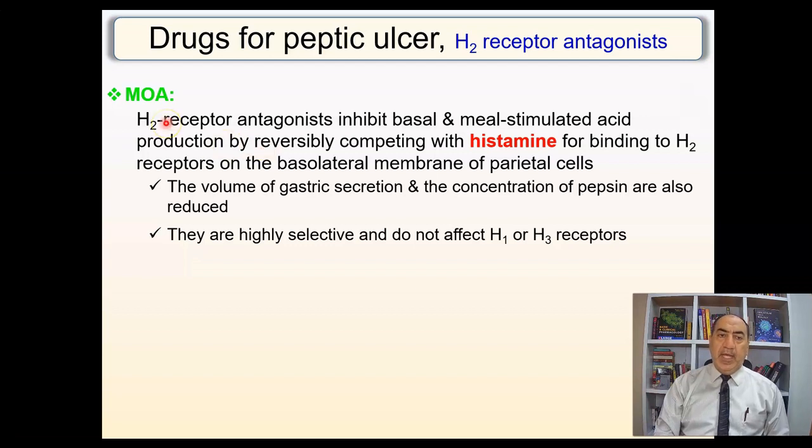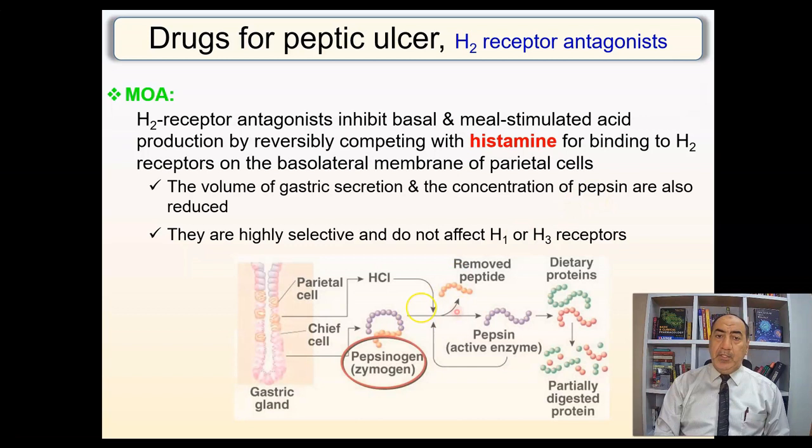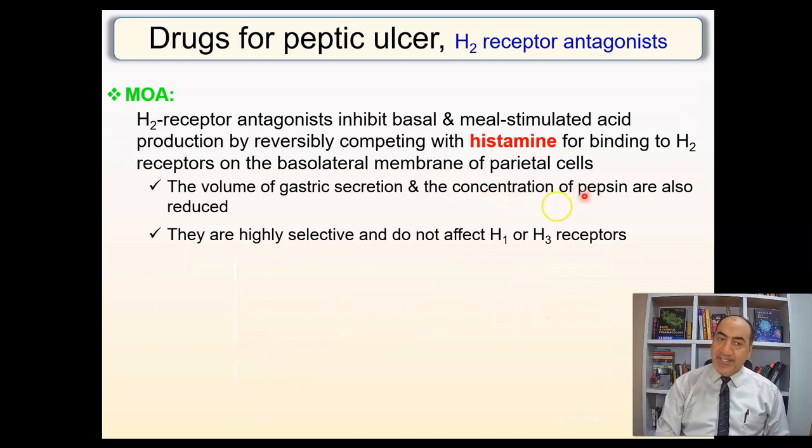So anyway, the mechanism: they are histamine H2 receptor blockers. They block the binding of histamine to the H2 receptors, so they inhibit the basal secretion of HCl. Okay, basal, without meal, without anything, or meal stimulated acid secretion by binding to H2 receptors on the basolateral membrane of the parietal cells, as you have seen in the previous slide. Then the gastric secretion is decreased, and also the concentration of pepsin will decrease. You'll see here in this graph we showed last time that pepsin needs HCl to be activated from the pepsinogen into pepsin. So no wonder if pepsin is decreased, right?